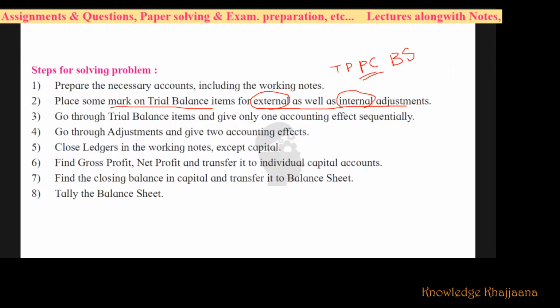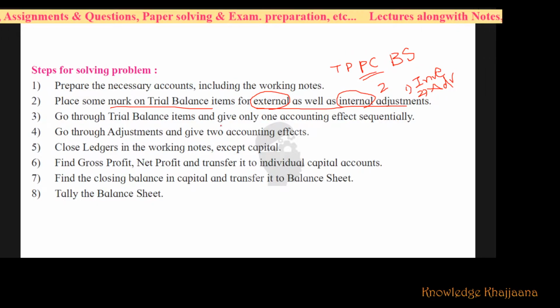In illustration number 1 there are two hidden adjustments. Which are the two hidden adjustments? One is for investment, 10% investment, and the other adjustment was on advertisement expenses, right? Advertisement expenses were paid for 9 months. So there were two hidden adjustments, and you have to mark them on the trial balance.